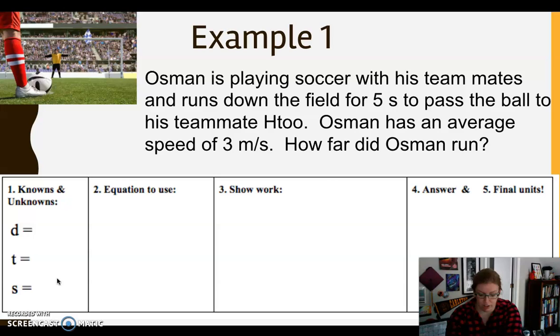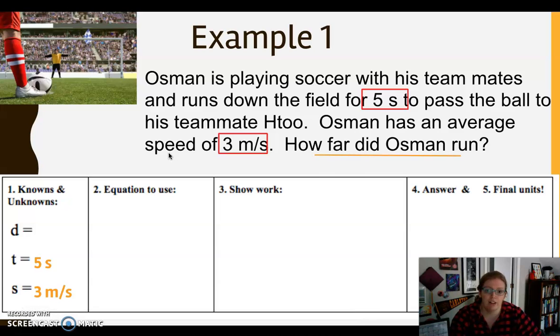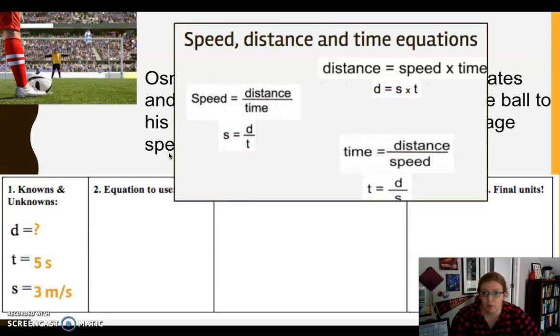Awesome. So hopefully you recognized that we know 5 seconds is the amount of time because it's measured in the unit seconds. And we also know this other thing, 3 meters per second, and it's in meters per second. And also I can see the word speed right before it, so that tells me it's a speed. And finally, we want to know how far Osman ran, or how far did Osman run. So that means we're looking for the distance. Okay, so we know we're looking for the distance, we know the time and the speed, and we have to decide which equation to use.